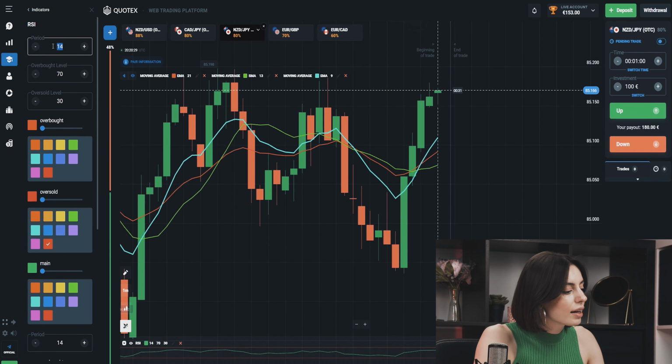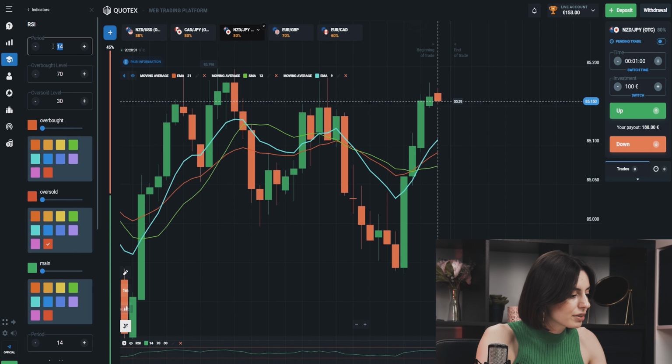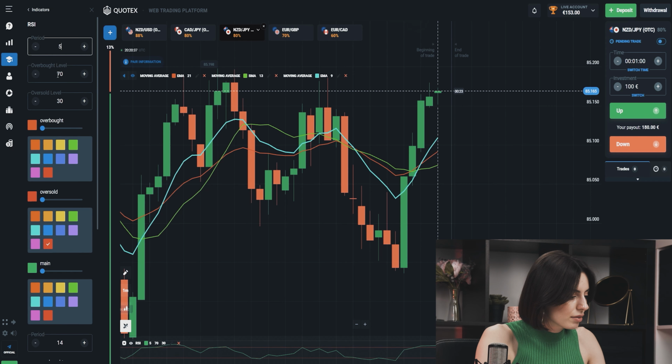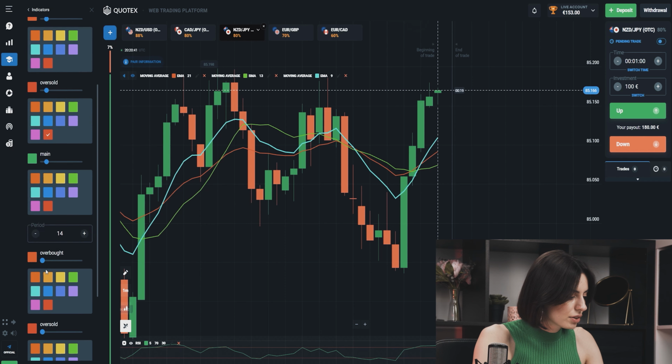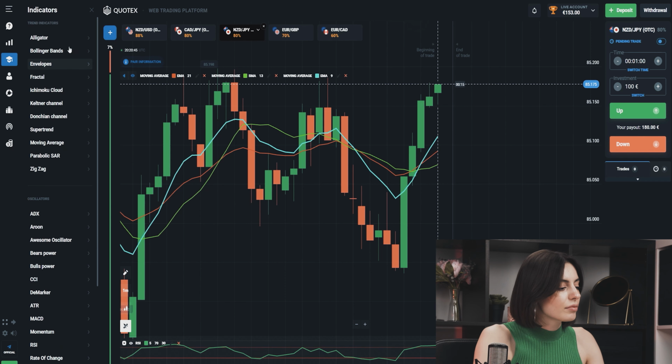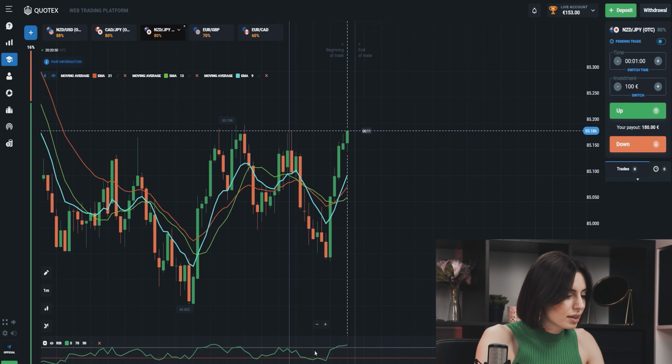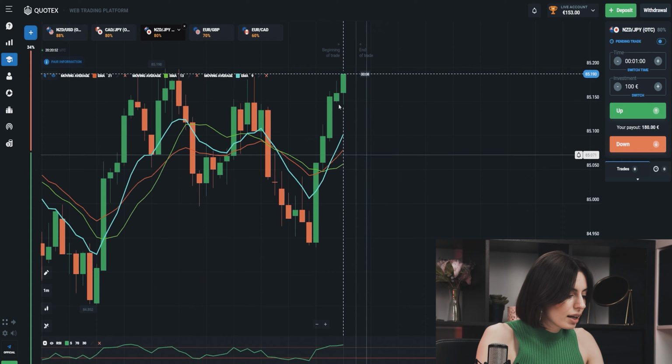Then RSI, and changing the period here. I'm just observing the chart. I've changed the thickness here and here and here. Okay, that's done. 4 is enough. Enough is enough, as they say. RSI you may see just below the chart, and the moving averages just on the chart.